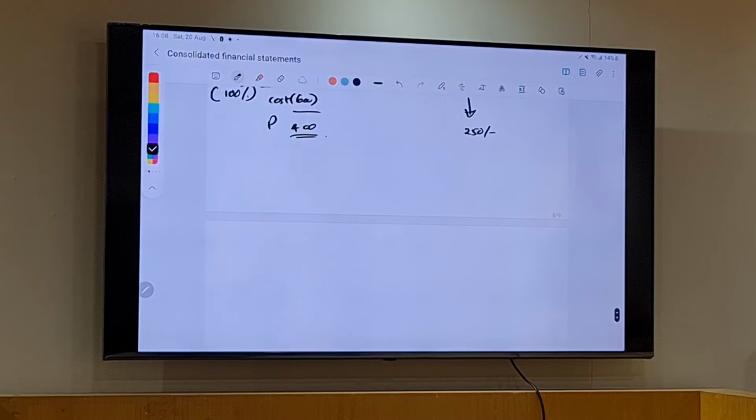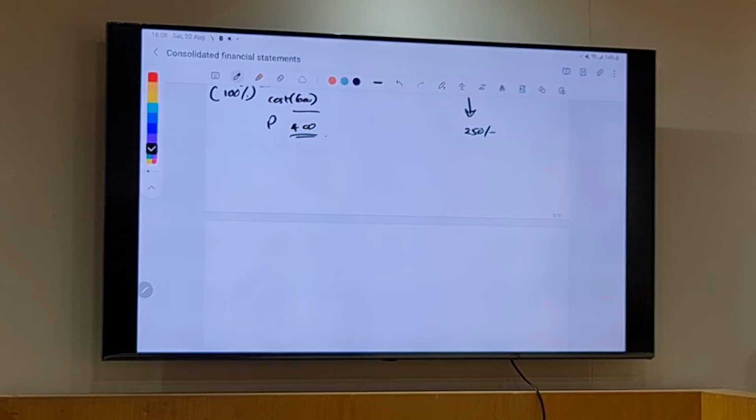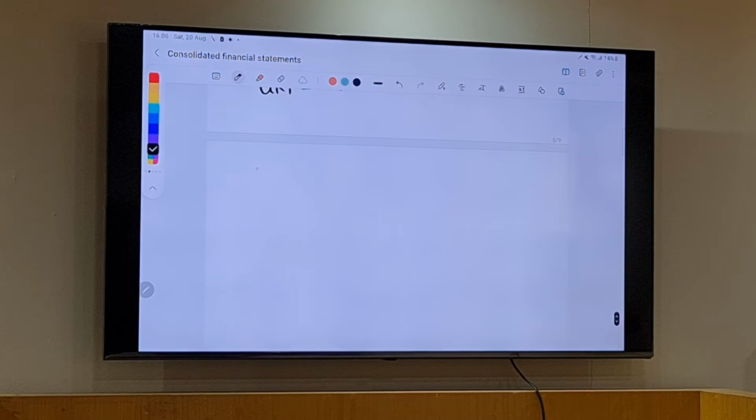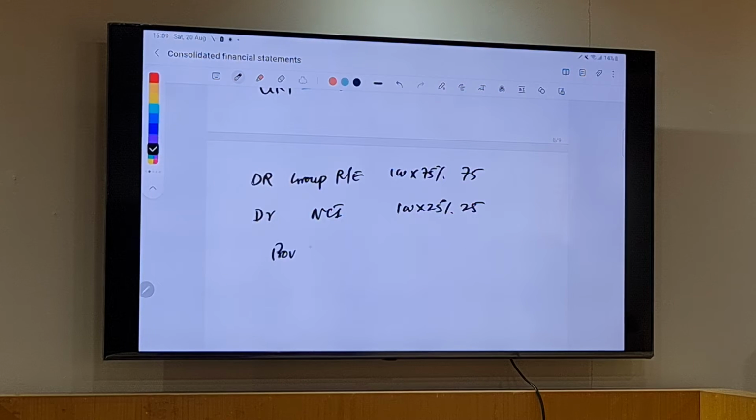So now what you do is you calculate the unrealized profit. How much is unrealized profit? 100. Now the double entry will be: you debit group retained earnings 100 into 75%, so that is 75. You debit NCI 100 into 25%, that is 25. Provision for unrealized profit.